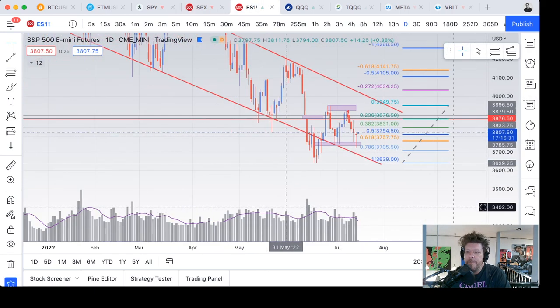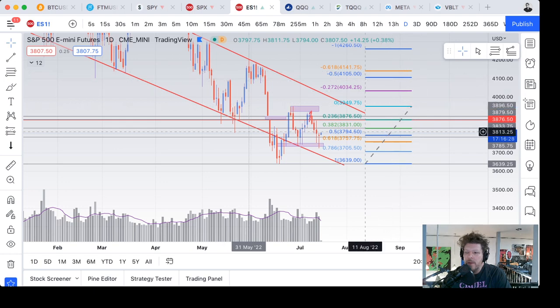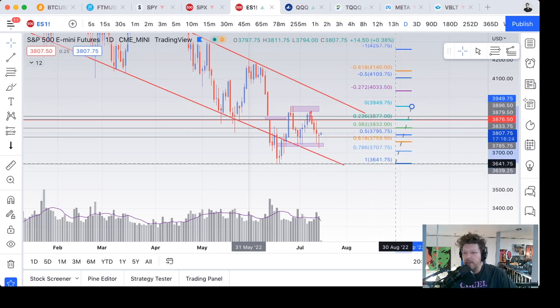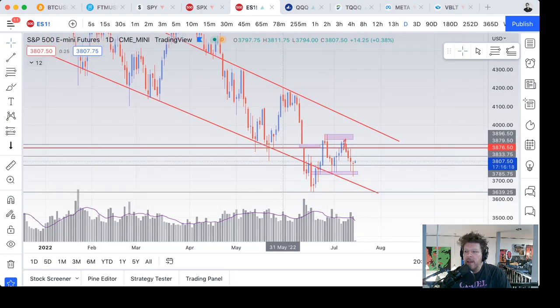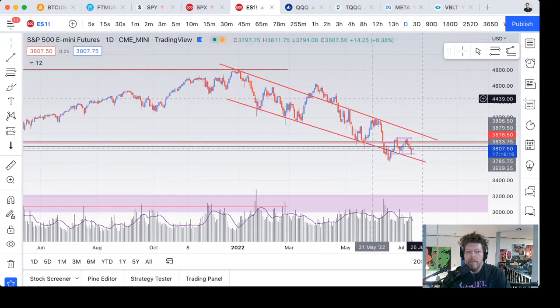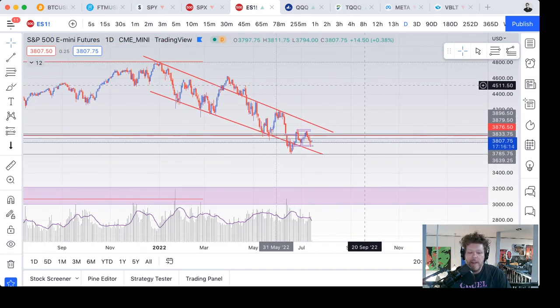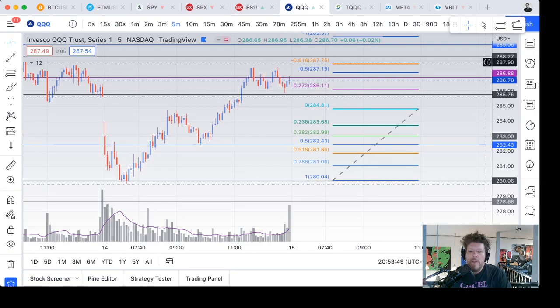So here's ES1, which is a derivative of the S&P 500. This is a mini futures, and just get rid of that. I think I drew this to show you just more trend lines. And going back over to QQQ, this is the NASDAQ. Same move.